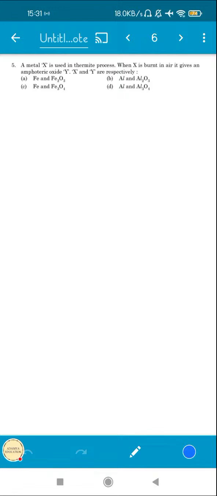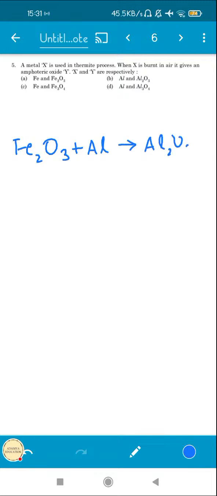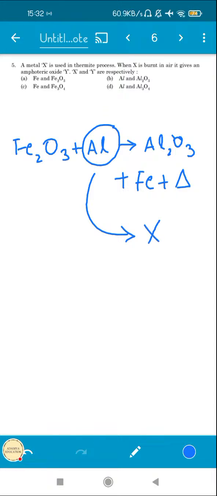So thermite process is a very important process used in metallurgy, that is extraction of metals. So the thermite process can be written in this manner: Fe2O3 plus Al, ferric oxide plus aluminium, it will give aluminium oxide, Al2O3. Along with that, we are going to get iron, and a lot of heat is released in the process. It is an exothermic reaction. So our question is, a metal X used in the thermite. So obviously the metal X is aluminium. So option B or D can be the correct answer, because X is aluminium for sure.